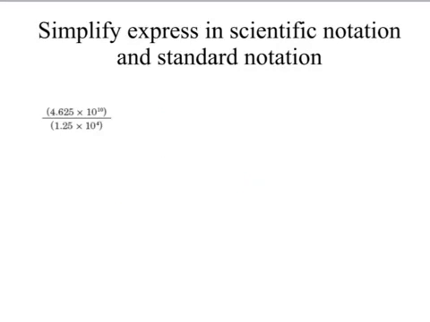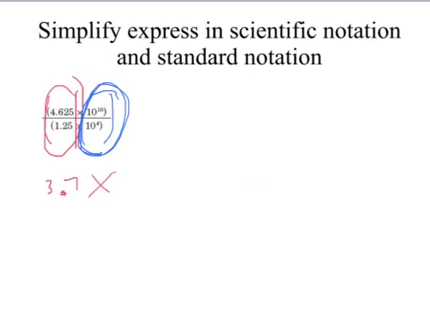Here we have an example of division. So similarly, we really only want to worry about dividing the non-10 numbers and then using the rules of exponents for the tens. So we can go right ahead and figure out the 4.625 divided by 1.25, and that equals 3.7. And then we look at just our tens. 10 to the 10 over 10 to the 4th. Remember, this means there's 10 tens on top and 4 on bottom. That means we'll have 6 tens in the end. So we have 3.7 times 10 to the 6.